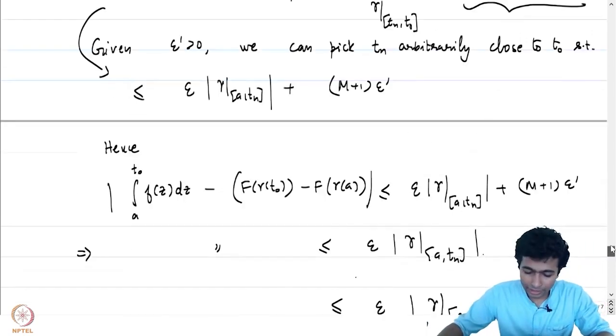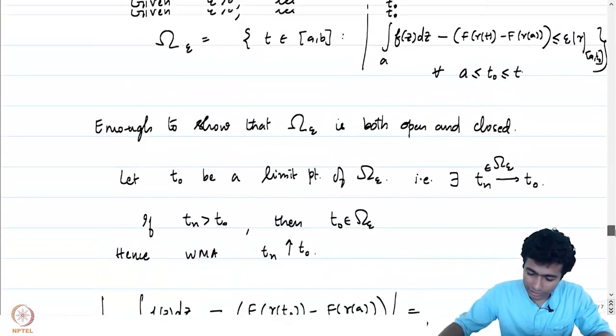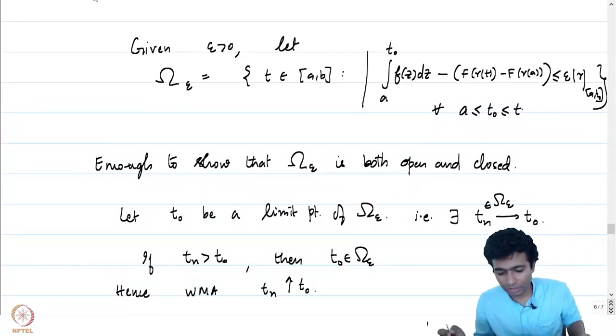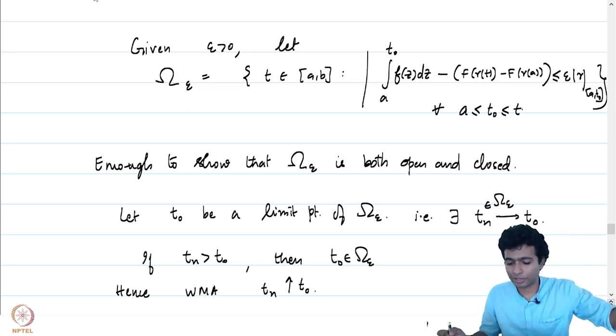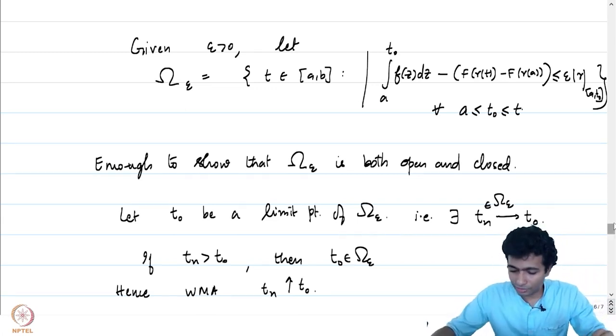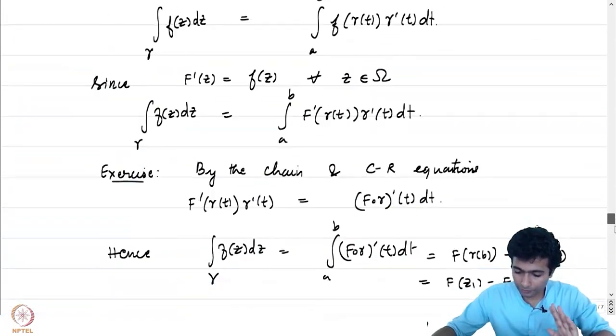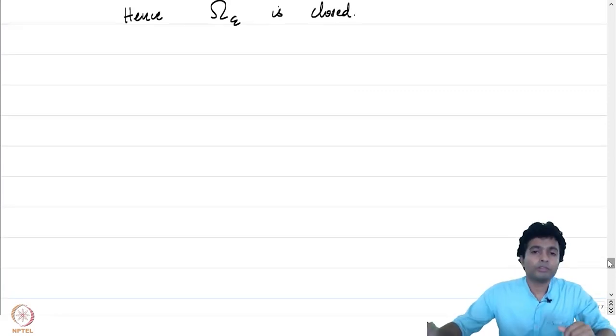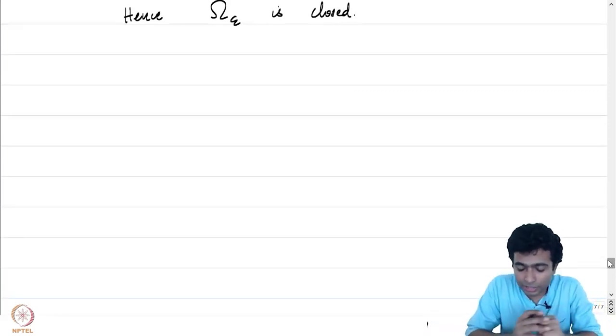Omega epsilon is the name we have given. I just changed the name from U epsilon to omega epsilon, so let me stick to the omega epsilon. Right now, omega epsilon is a subset of the interval AB, and it shouldn't be confused as being a subset of omega, even though I use the notation omega epsilon. All right. Let us now prove that omega epsilon is an open subset as well.